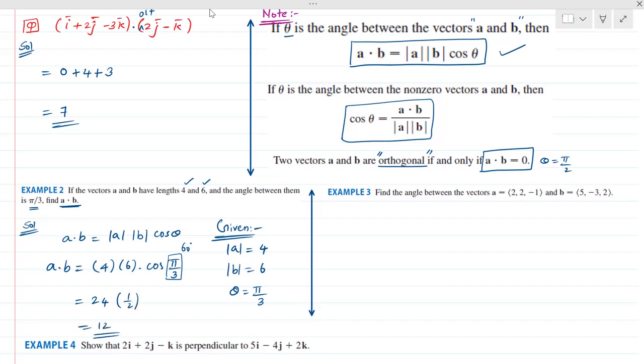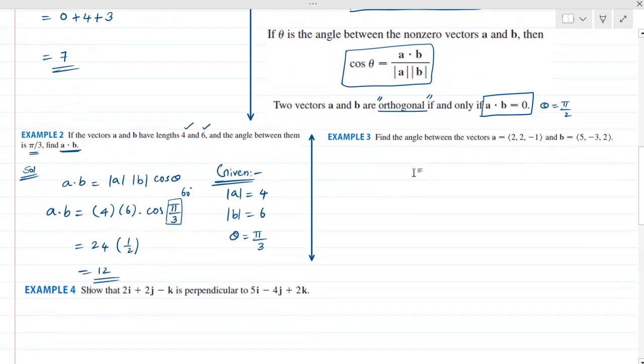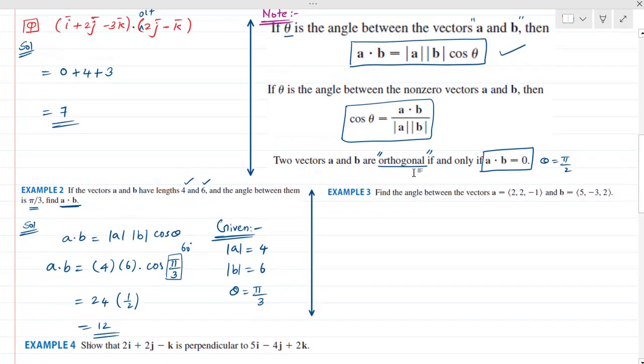So this is a special problem where we don't have the vector form. A and B are not given, but instead of giving a vector, it gives the lengths of A and B and the theta value. So we will use this rule. If the vector is given directly, then it's direct.